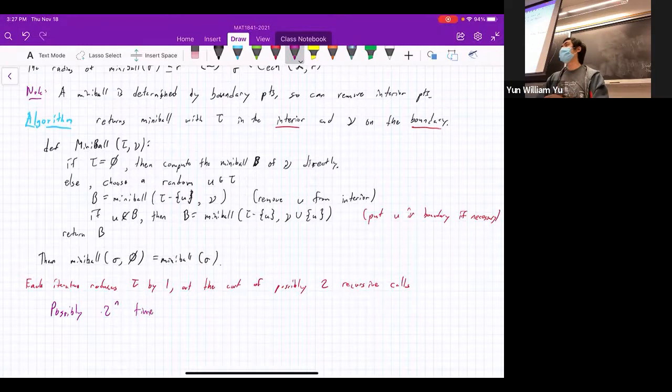Why? Because we know that takes n steps, right? But each time you run the step, you might have to call mini ball twice, because you always have to call it there, and you might have to call it there. So you can think of it as a binary tree. If you actually had to take all these different paths and call mini ball this many times, that would be really bad, and this algorithm would not terminate in a reasonable amount of time.